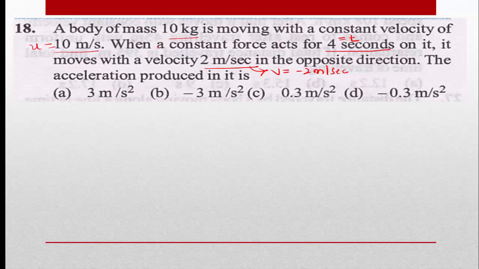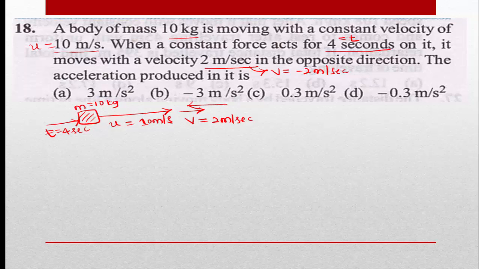Suppose you consider this is the body of mass m equal to 10 kg, moving with a constant velocity, that is u equal to 10 meter per second. When a constant force acts for 4 seconds, that is t is equal to 4 seconds, on this body, it moves with a velocity of 2 meter per second, that is the final velocity v equal to 2 meter per second in the opposite direction.